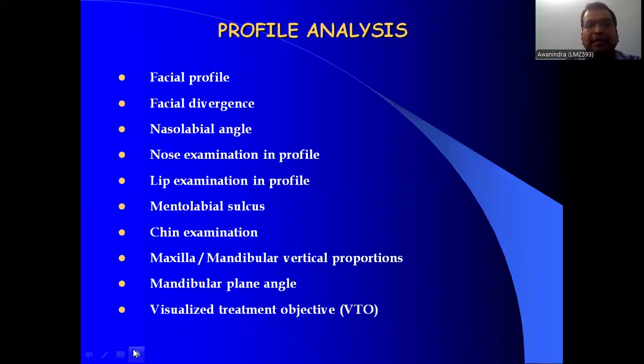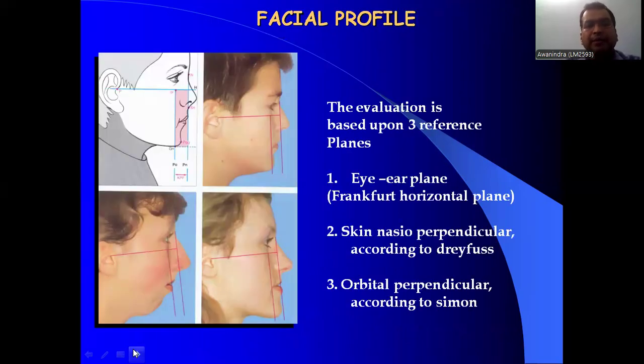So, profile analysis. In a profile view, you have to analyze the facial profile of the patient, facial divergence of the patient, nasolabial angle, nose examination in profile, lip examination in profile, mentolabial sulcus, chin examination, maxillo-mandibular vertical projection, mandibular plane angle, and visual treatment objectives. These are profile analysis. This is how we take the facial profile of the patient: three points, glabella, subnasal point, and chin.